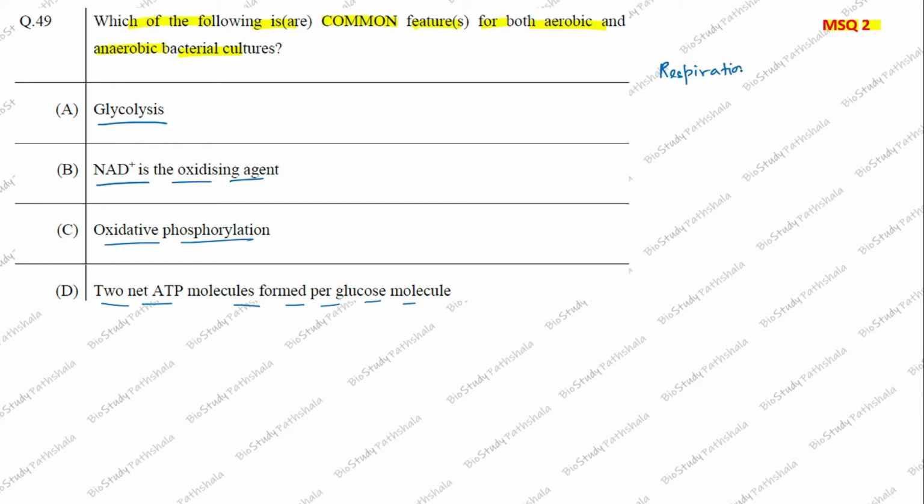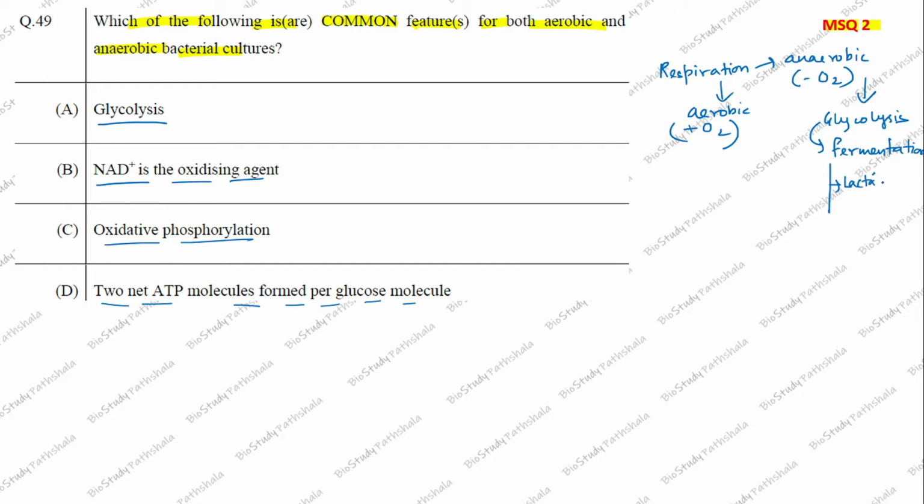Respiration process is further divided into 2 types of respiration process. One is anaerobic, that is minus oxygen or in the absence of oxygen. Another one is aerobic. Aerobic means in the presence of oxygen. In anaerobic respiration, glycolysis is found. After that, it goes for fermentation process. This fermentation process is again of 2 types, that is lactic acid fermentation process and ethanol fermentation process.